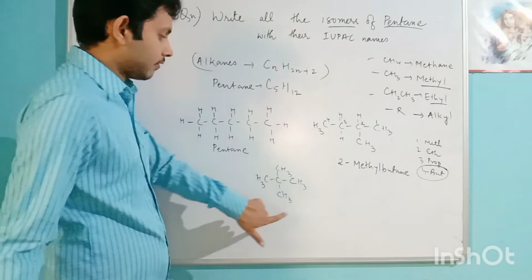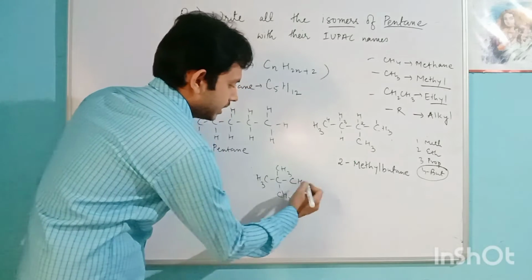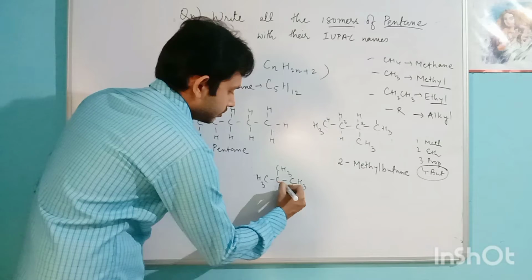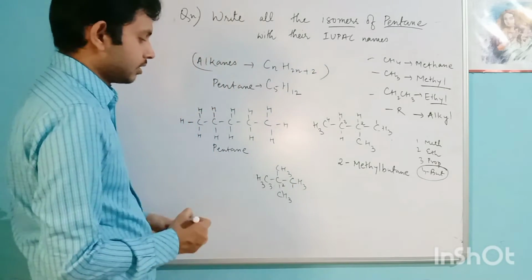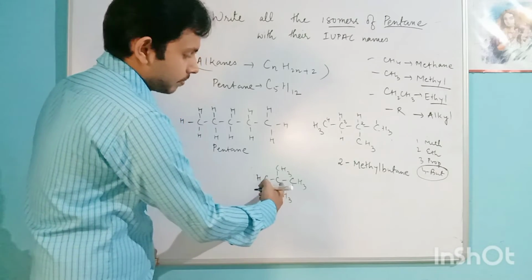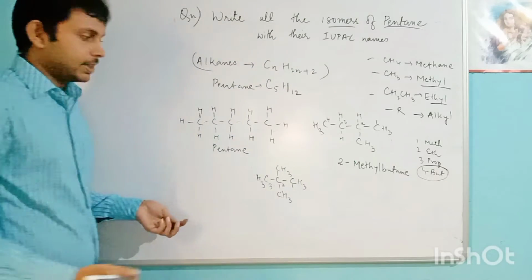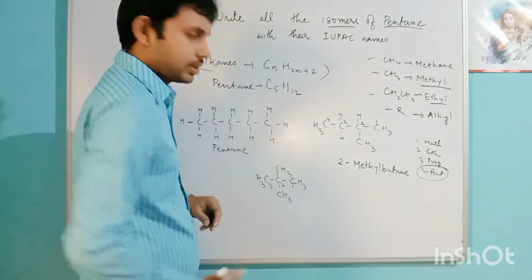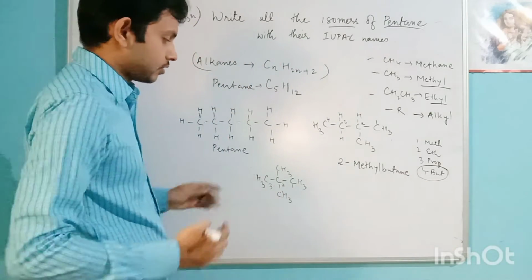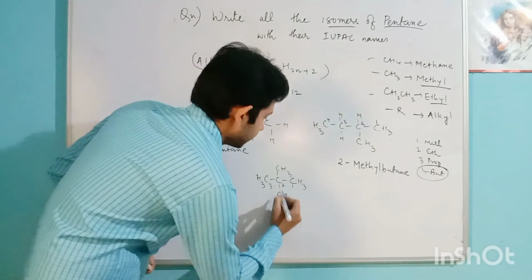Now the final one, here you have to number from either side the longest chain, and you can number from here or this one, 1, 2, 3. I am numbering like this. Now at 2 position there is one methyl group. At 2 position there is another methyl group also. So how will you write the IUPAC name? This is a very good question. In exam you may be asked, and this is actually a question from a board examination. So you will write it like this.